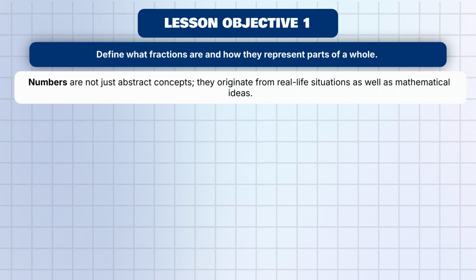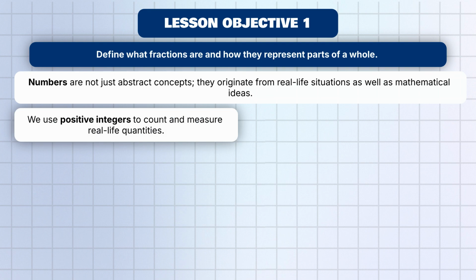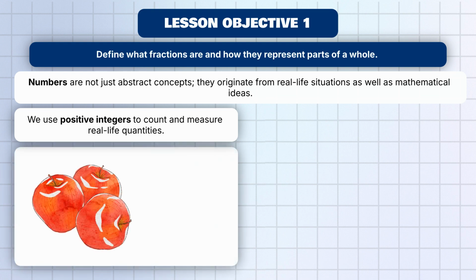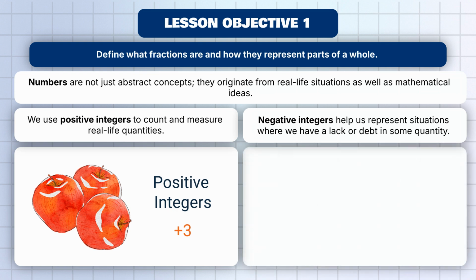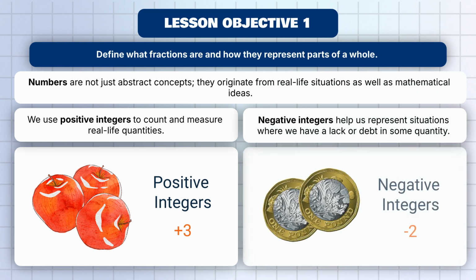Numbers are not just abstract concepts. They originate from real-life situations as well as mathematical ideas. We use positive integers to count and measure real-life quantities. For example, if you have 3 apples, you are using positive integers. Negative integers help us represent situations where we have a lack or debt in some quantity. For example, if I owe someone £2, I can represent this as -2.